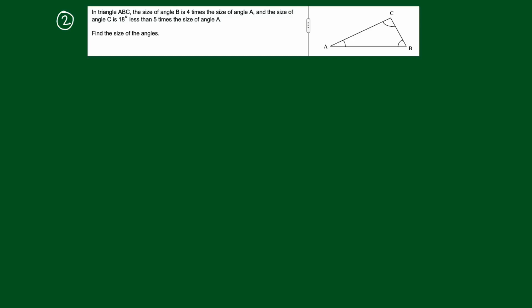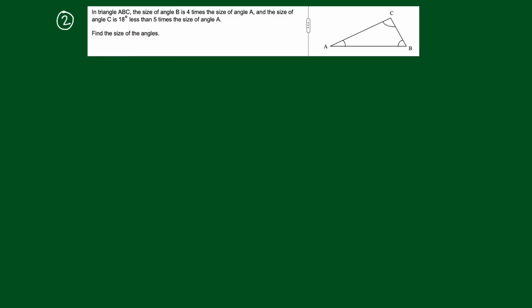Oh, it looks like we got a geometry problem here. So just kind of get an idea of what's happening. You've got this triangle A, B, C. Now, it tells us that the size of B is 4 times the size of A. And then it says the size of C is 18 degrees less than 5 times the size of angle A. All right, so what we want to know is find the size of the angles.